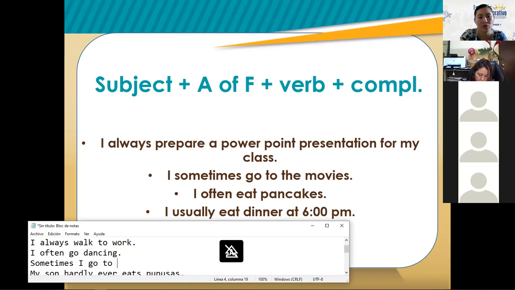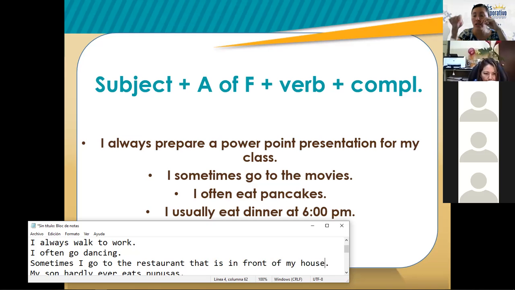Only that, okay. I go to the restaurant. This is the restaurant, okay. Now, in this case, cuando usamos the, remember, decíamos que estamos hablando de algo específico, ¿verdad? ¿Cuál restaurante en este caso? Yo puedo decir, sometimes I go to the restaurant that is in front of my house, ¿verdad? Ahí estoy hablando de un restaurante específico. Ahí sí necesito usar the. ¿Cuál restaurante? The one that is in front of my house.